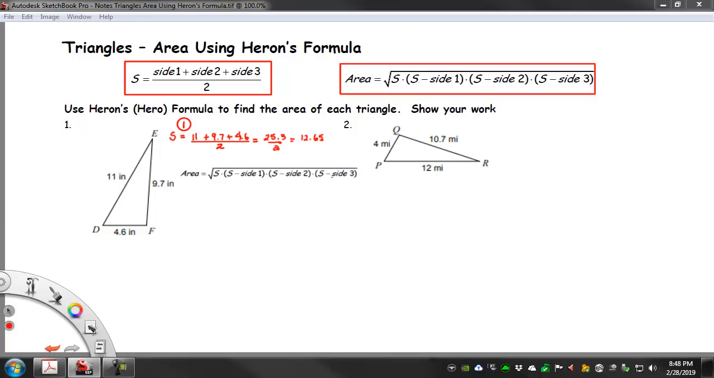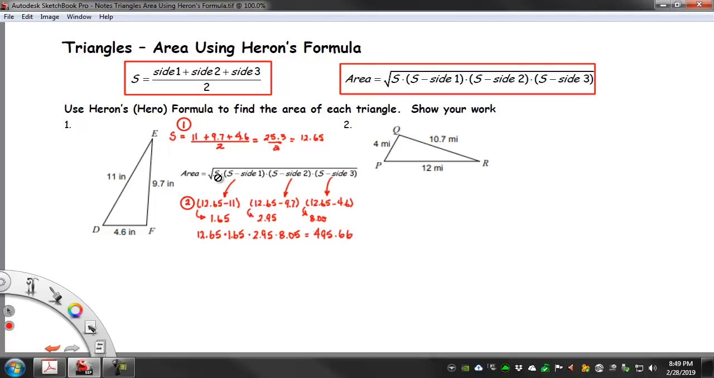Let's go ahead and do the first step. So I take 11 plus 9.7 plus 4.6, I get 25.3, and I divide that by 2 and I get 12.65. That will be the value for S. Now the next step, step 2, is I'm going to figure out what all these small parentheses here are supposed to be.